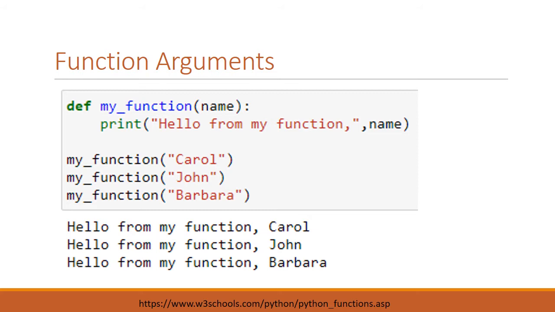The next time I call my function, I pass in the argument John. John is assigned to the parameter name. Again, just like saying name is assigned John. And we print hello from my function John. I call the function again, this time with an argument Barbara. Barbara is passed into the parameter name. Name is assigned Barbara, and hello from my function Barbara is printed.